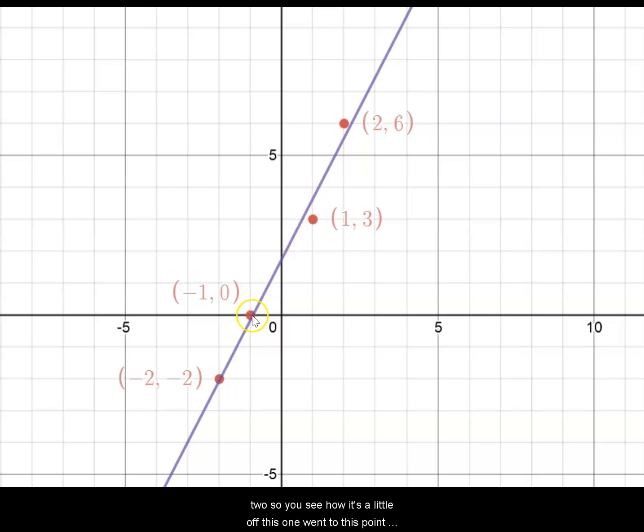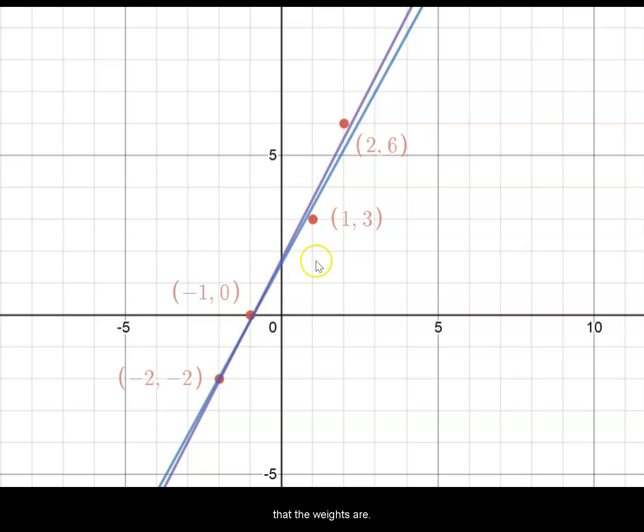So you see how it's a little off. This one runs through this point, but there's a difference here. So it should be closer of a line between these two and less so with emphasis on the ends, right? So my weighted least squares is here, right? As you can see, the blue line is a bit closer to these lines and is a bit further off from the end lines, right? So that the weights are emphasized in the center.